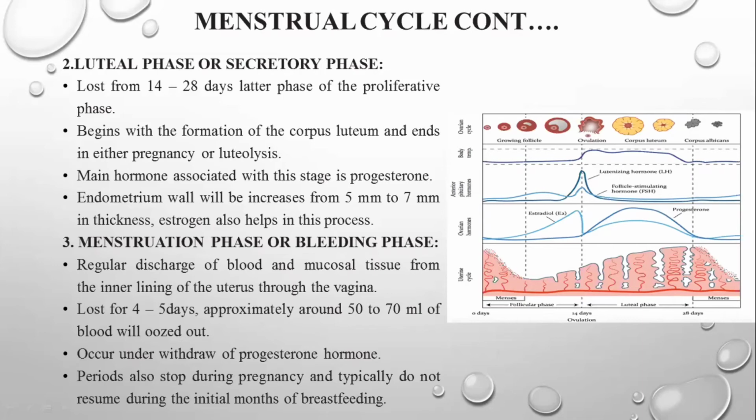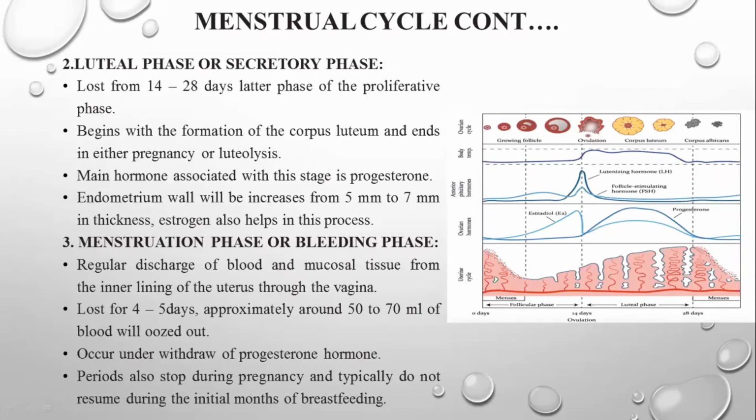As soon as the Graafian follicle has been formed, what happens? This Graafian follicle is going to undergo a process called ovulation. It pushes the ovum into the fallopian tube, and after expelling the egg, or the ovum, or the secondary oocyte, it becomes an empty follicle. This empty follicle we will call a corpus luteum.